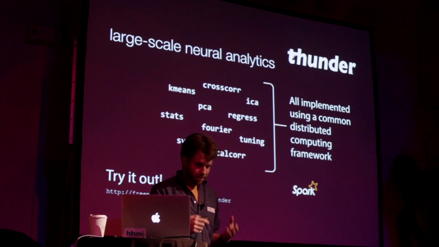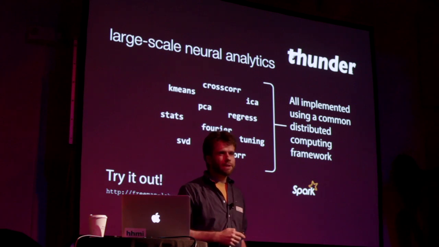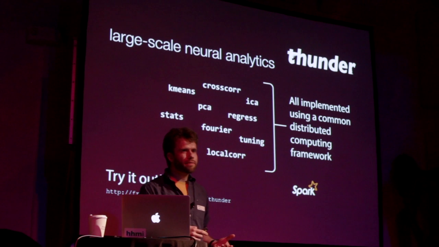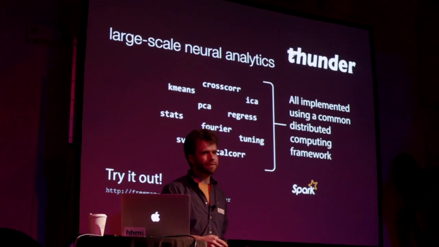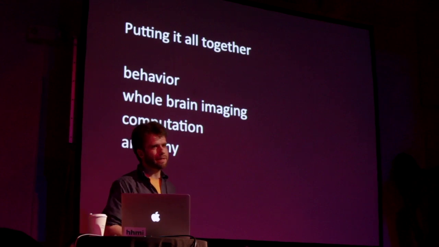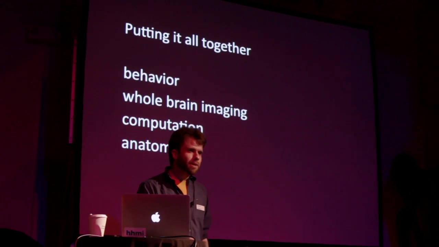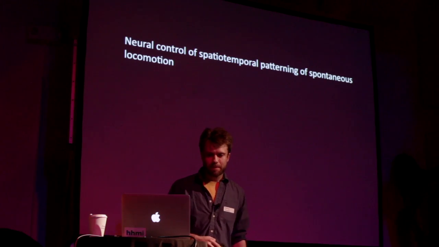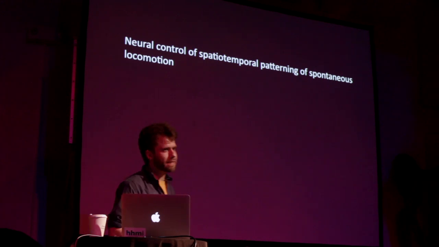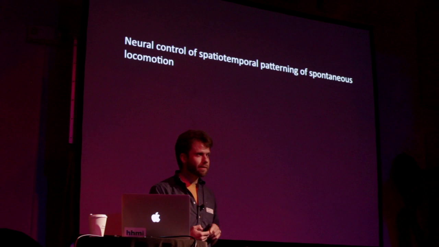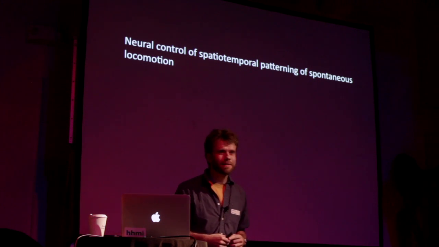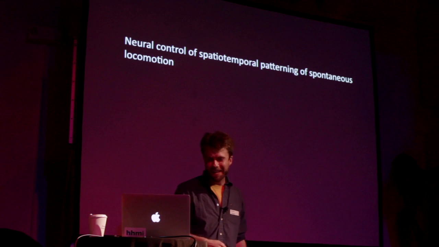So now that I've covered the three core technologies that we use, I want to talk a little bit about how we actually use them for biology. This is one instance of something we've done in the lab, putting it all together: behavior, whole brain imaging, computation, and anatomy. The topic here is summarized by the following title: Neural Control of Spatiotemporal Patterning of Spontaneous Locomotion. This is also in collaboration with Tim Dunn and Eva Naumann, whom I hope have now arrived. Yeah, there they are. Hey.